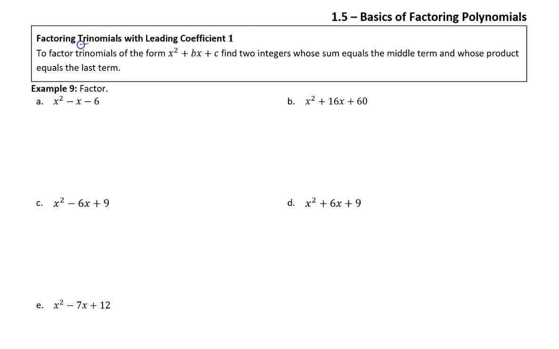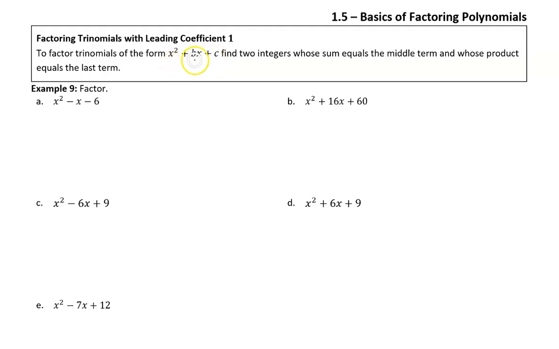The prefix tri means we're going to have 3 terms in our expression. And the leading coefficient simply means that the number in front of my highest power is a 1. Sometimes this coefficient can be other values, and again, we'll see those in the future. But in this case, what can we do if that leading coefficient is a 1 and I have those 3 terms? So we're going to say to factor trinomials of the form ax squared plus bx plus c.